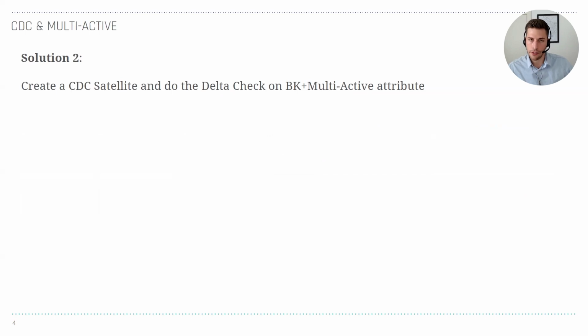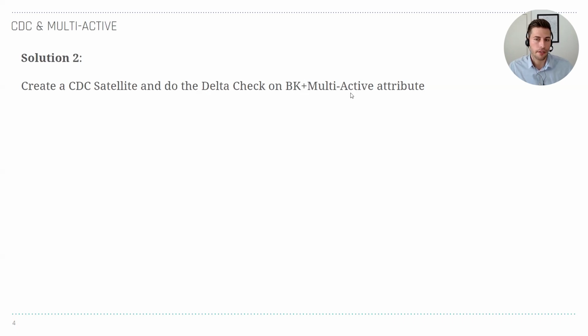And now we assume, yes, it is multi-active, right? And the most straightforward approach would be to create a, sorry, I called it CDC satellite here, a multi-active satellite, I mean, and do the delta check on the business key plus the multi-active attribute. Just a quick hint: I'm using business keys and not hash keys because it's better to present it here. But of course, we can assume that we use hash keys as well instead of the business keys.